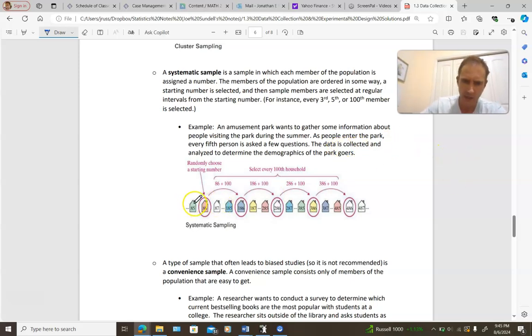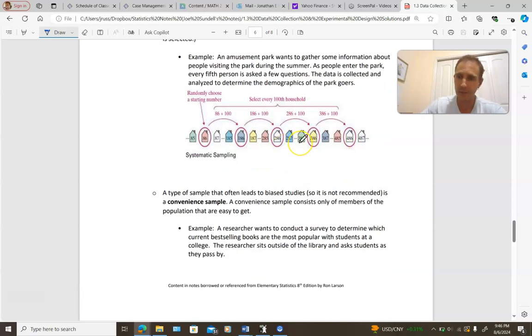So here's a graphical example right here. These are houses. So you could select, here it looks like every 100th household is being selected. Okay, so the first one is just a random choice, and then after that it's every 100th, 100th, 100th, etc. All right, and then the last type, this is the one that you want to stay away from. But ironically, this is the one, at least in part, that you'll be using for your statistics project.